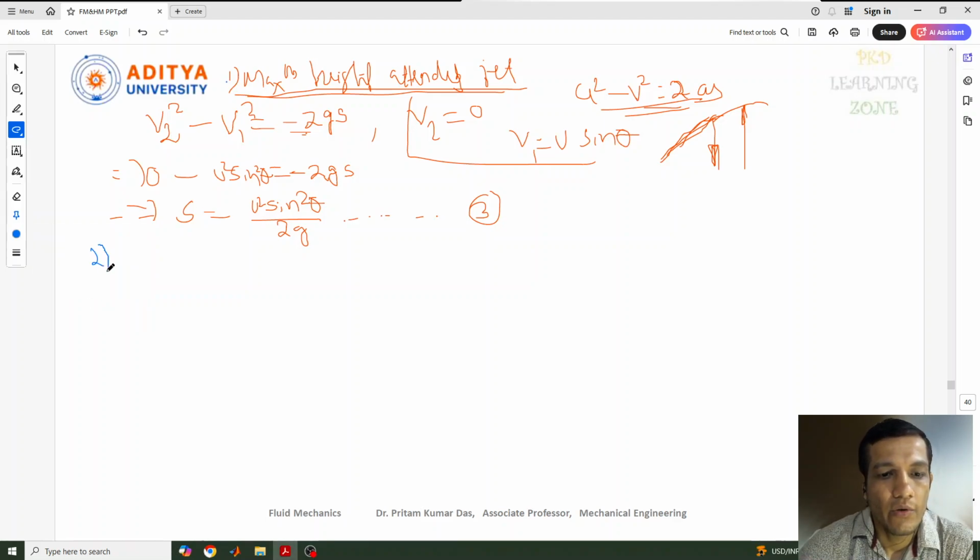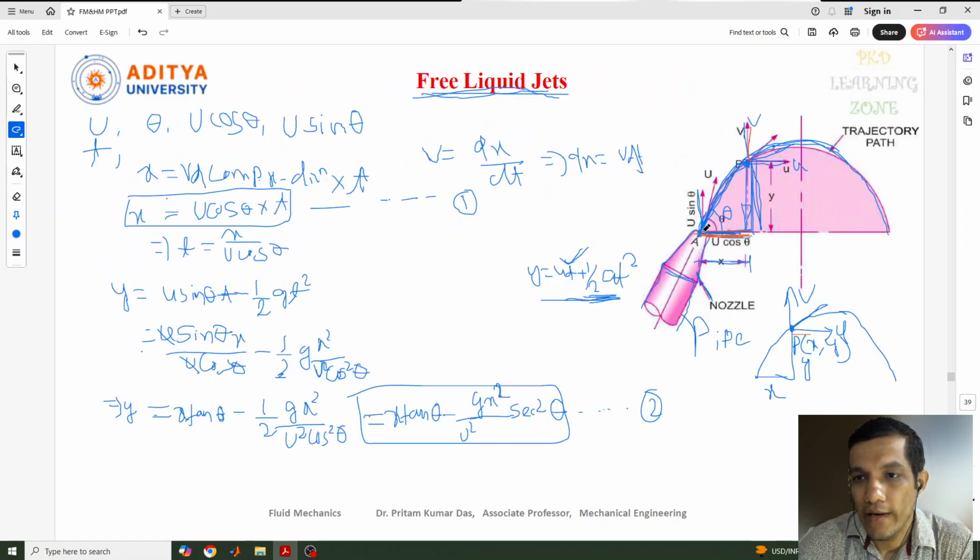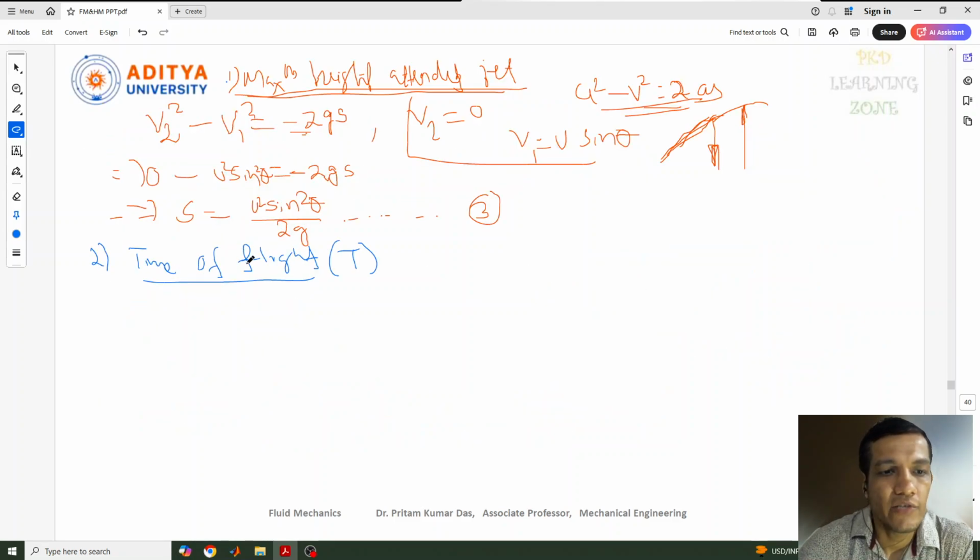Okay, the next part. This is one point; the second point, let me find out. What is the time of flight? The time of flight is nothing but the time taken by the fluid particles to reach a point. Suppose the point A is here, and we consider a point B somewhere. So what is the time taken for the liquid to reach from point A to point B? The B point may be anywhere. So the time of flight is the T that I have to consider.